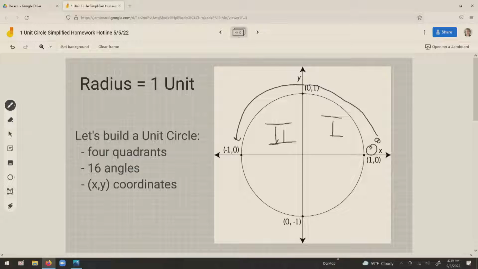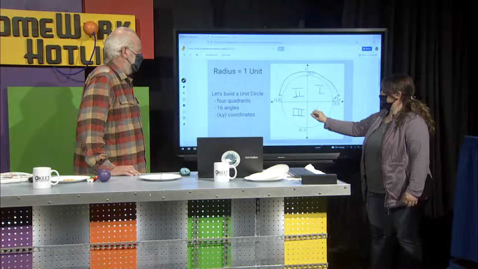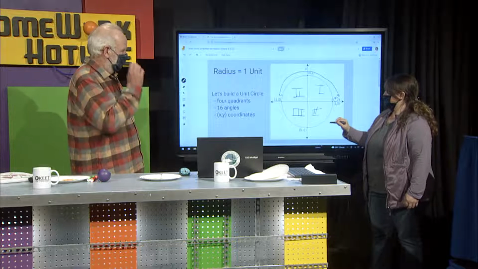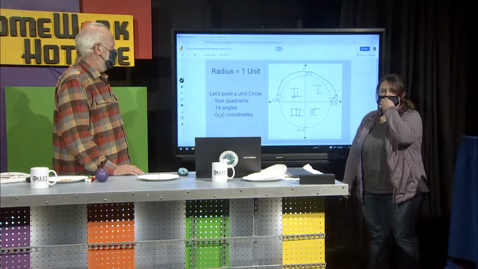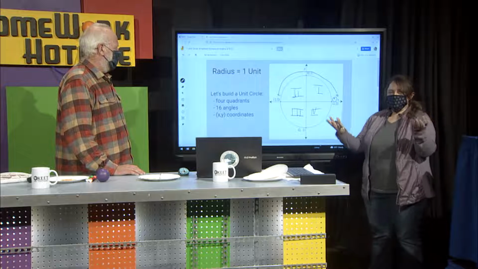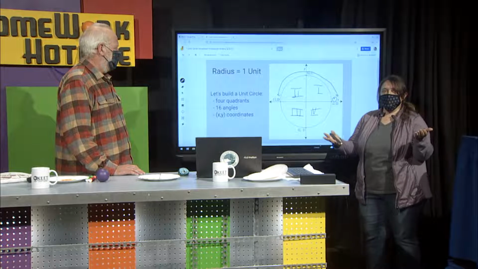Okay. So quadrant 1, quadrant 2, quadrant 3, and then quadrant 4. And usually we write it as a Roman numeral, IV. Excellent. Okay, 1 before the 5, Roman numeral 4. Okay, so start building a unit circle with 4 quadrants.